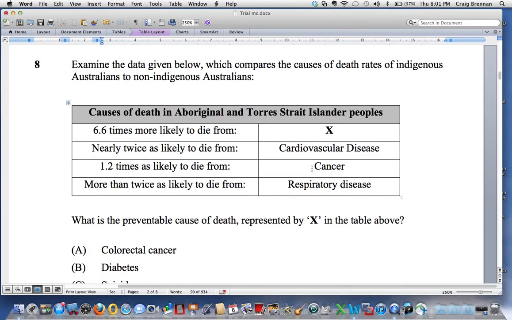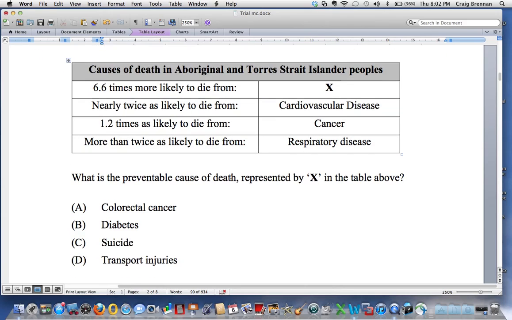Now question 8. Examine the data given below which compares the cause of death rates of Indigenous Australians to non-Indigenous Australians. Causes of death, so 6.6 times more likely to die from. That's what we're trying to work out. Twice as likely to die from cardiovascular disease. The Indigenous Australians, 1.2 times as likely to die from cancer, more than twice as likely to die from respiratory disease. Now, obviously, with this question here, I've given you either B or C would be correct.